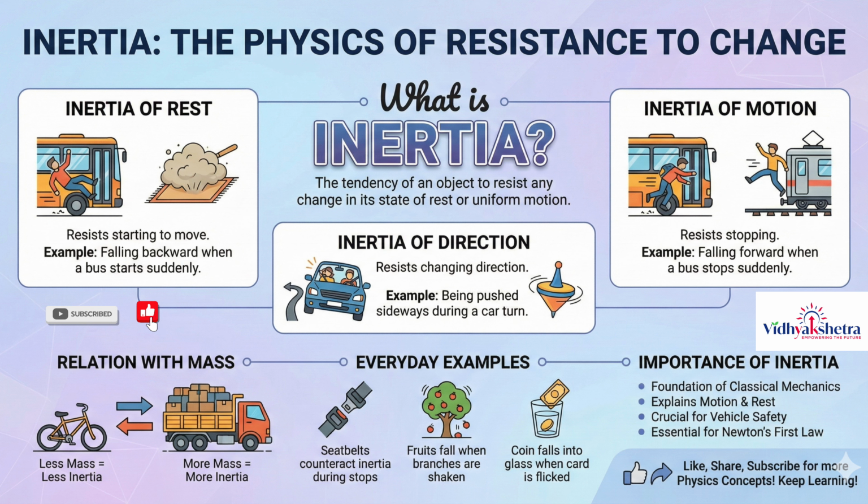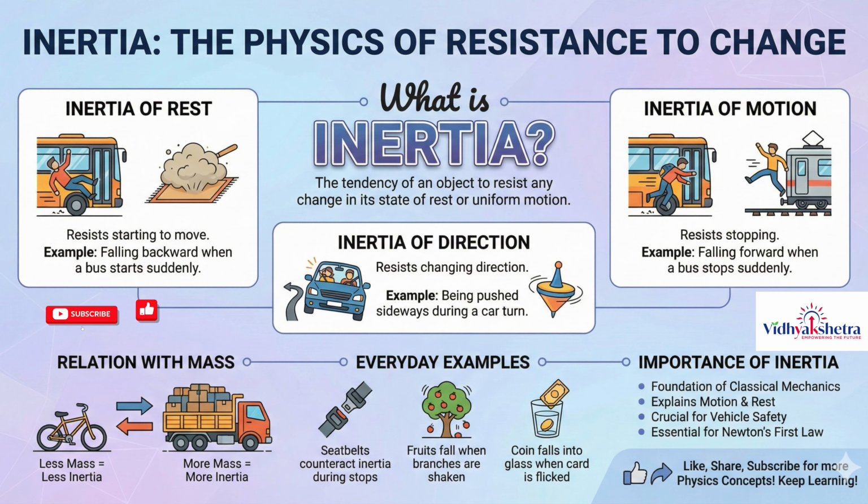Definition of inertia. Inertia is the tendency of an object to resist any change in its state of rest or uniform motion in a straight line. In simple words, inertia means an object at rest wants to stay at rest. An object in motion wants to stay in motion unless a force acts on it.